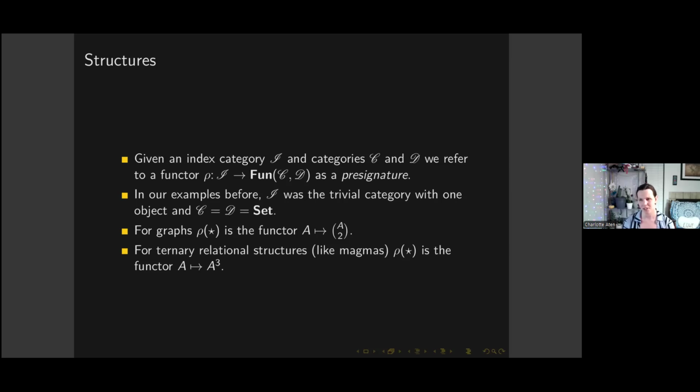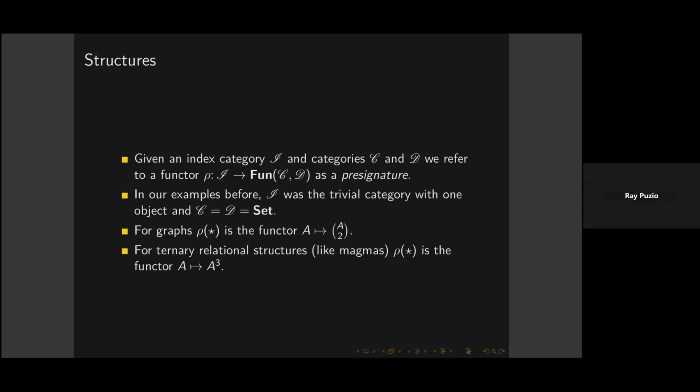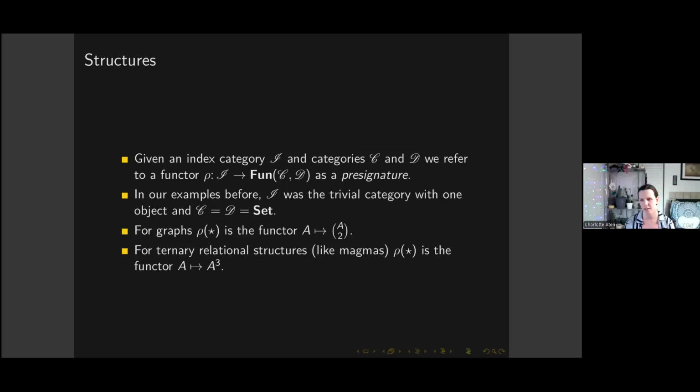Which is supposed to tell us the arities of the basic relations. So I'll have to do a little bit more. But in the examples for graphs and magmas or ternary relational structures, the index category was just a trivial category with one object, and C and D were Set. In the graph case, I'm thinking of rho applied to the one object in the trivial category as the functor that takes a set A to A choose 2. Similarly, the one for the ternary relational structures would take the set to its cube. And you can, of course, extend maps between sets in the appropriate way in each of those cases.